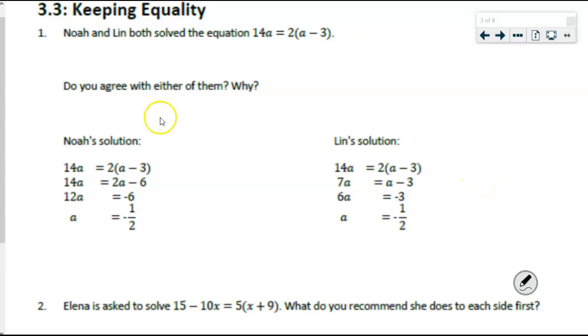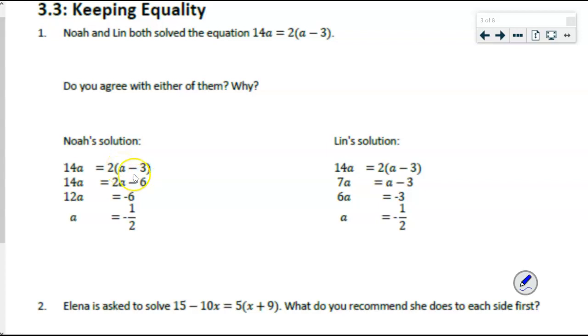Okay, let's go through Noah's steps. What did Noah do? Danielle. Exactly. He simplified, or in other words, he used that distributive property. We no longer have the parentheses here because he multiplied across those parentheses, and that's exactly right.